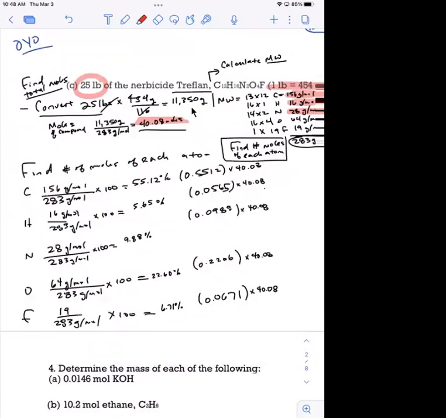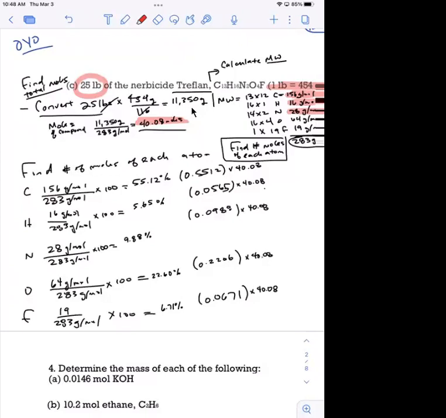That means that 55.12% of that compound is carbon. It means that 6.71% of that compound is fluorine. And that can be mass or moles, because we can say 6.71% could be however much of the total number of grams or the number of moles. But we were looking for moles, so that's why we used the total number of moles.